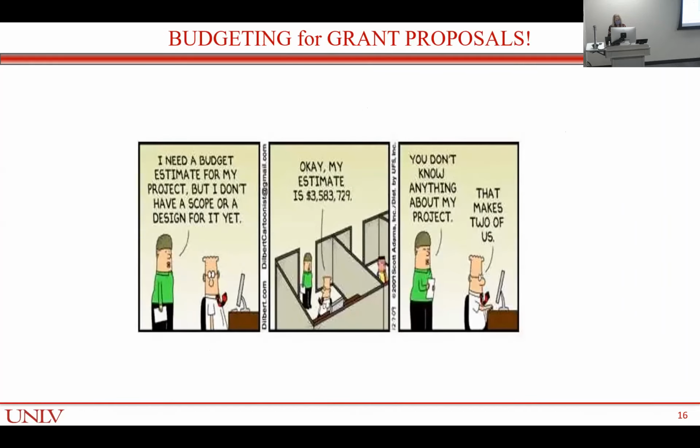Budgeting. I love this cartoon. I don't remember where I found it or who had it, but I need a budget, the scientist says. The PI says, I need a budget estimate for my project, but I don't have a scope or a design for it yet. My office says, well, okay, then my estimate is, I can't see without my glasses, 3,583,729. That's the estimate. And the PI says, well, you don't know anything about my project. And I say, well, that makes two of us. So you do need to know what your scope is before you develop the budget.